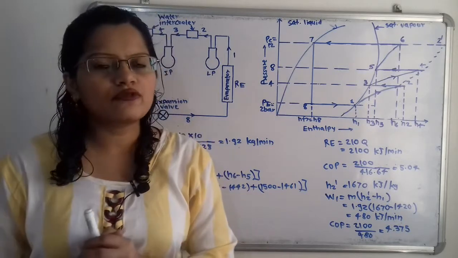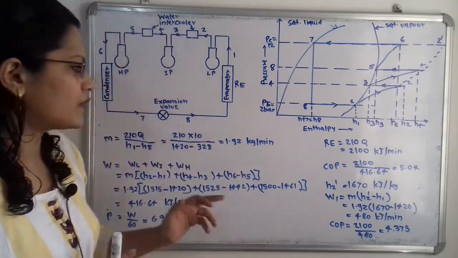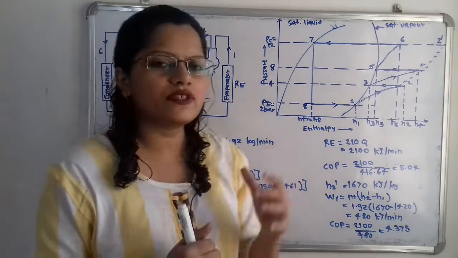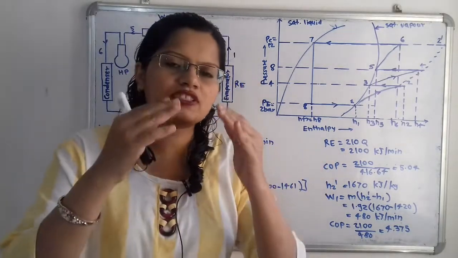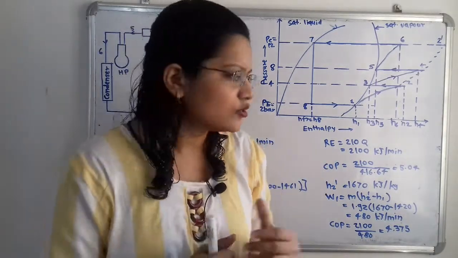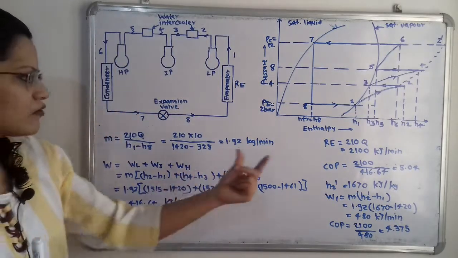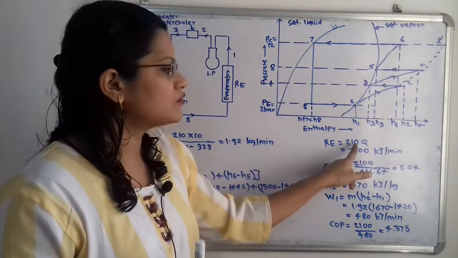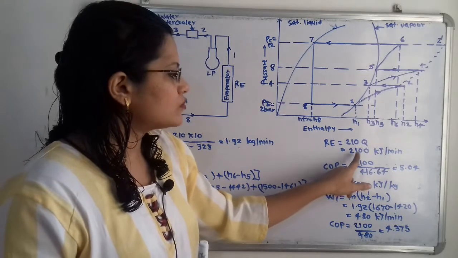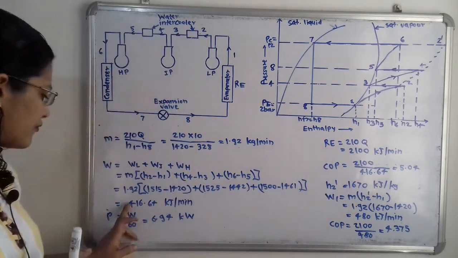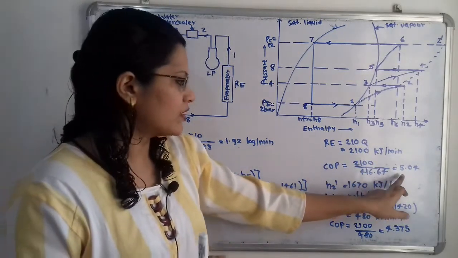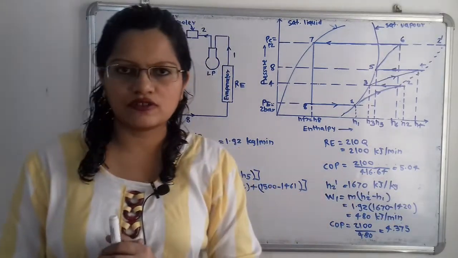Next we have to calculate the coefficient of performance. Coefficient of performance means refrigeration effect divided by work done. The work done we have already calculated, and the refrigeration effect is 210 Q, that is 2100, divided by 416.64, which is equal to 5.04.